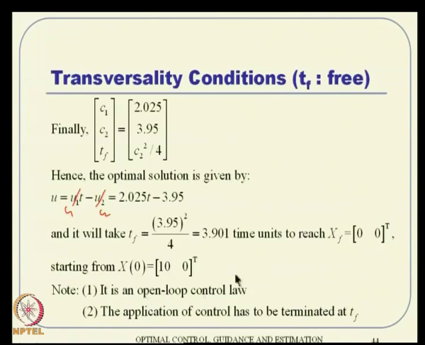So, essentially it is an open loop control law because it is purely a function of time, and the application of control has to be terminated at Tf. If you keep on applying this beyond Tf, then there is no guarantee at all actually. There should be a mechanism of stopping the control at Tf actually, that is more important.